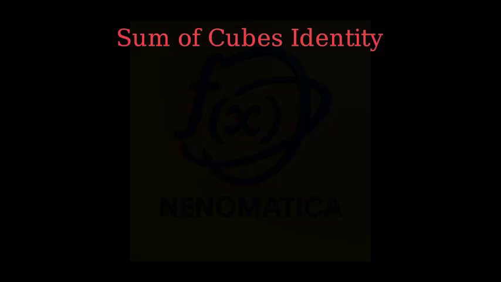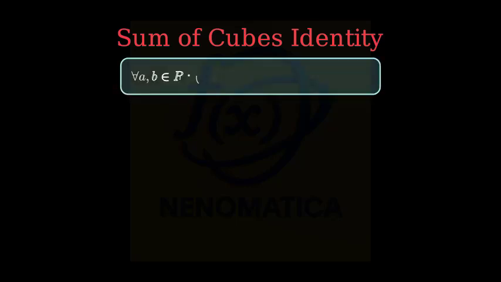Today, we're going to explore an interesting algebraic identity, the sum of cubes of two terms. This identity allows us to express the sum of two cubes, a cubed plus b cubed, as a product of two factors. We want to prove the following statement. For all real numbers a and b, the product of a plus b and the quantity a squared minus ab plus b squared equals a cubed plus b cubed.